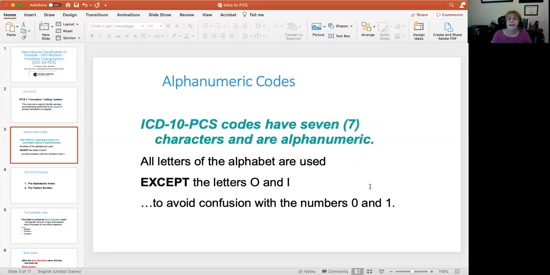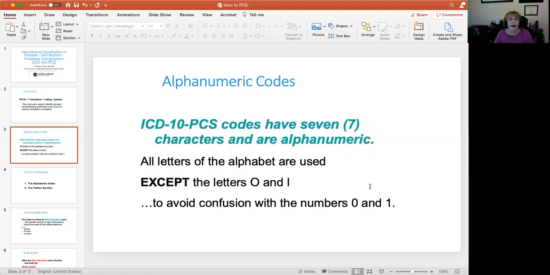You will notice that PCS has 7 characters to every single code. Now, if you already learned about ICD-10-CM, the diagnosis codes, you know that could have anywhere from 3 to 7 characters. ICD-10-PCS, always 7. And if you come up with a code that's only 6 characters, you've got to go back to the book and re-look at it because you're missing something. You always have to have 7.